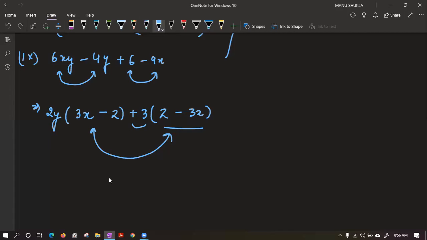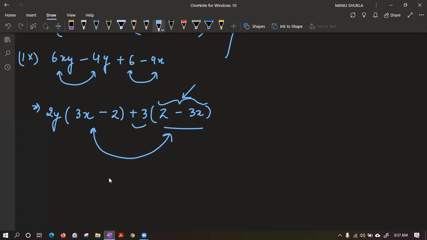Are these two same or different? Please tell. Are these two brackets same or different? They are different because of the negative sign. Here 3x is positive, here 3x is negative. Here 2 is positive, 2 is negative. So that means we have to make them same. What can be done in this second bracket so that they become same?